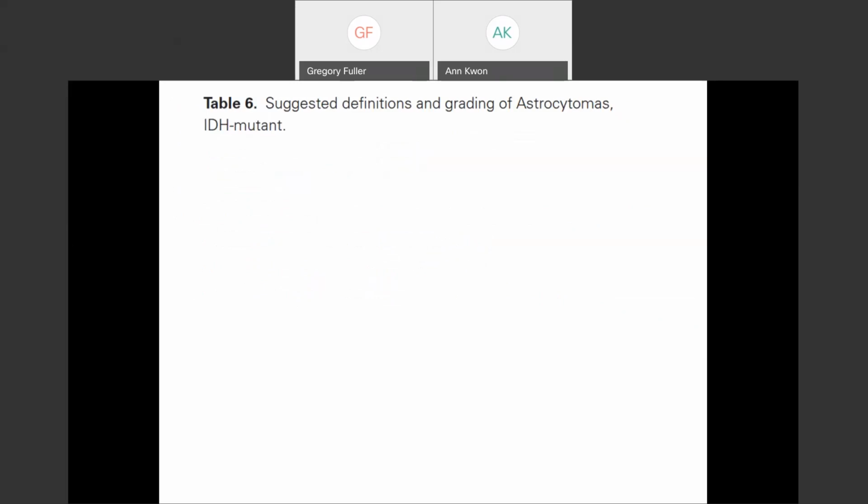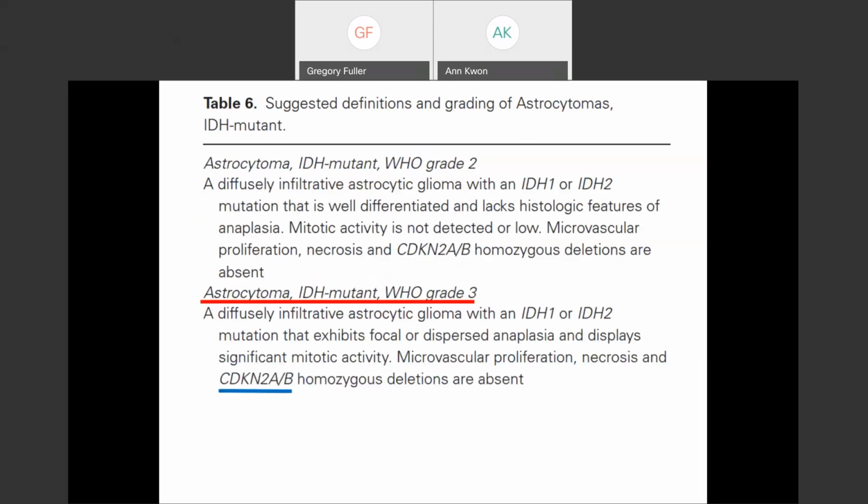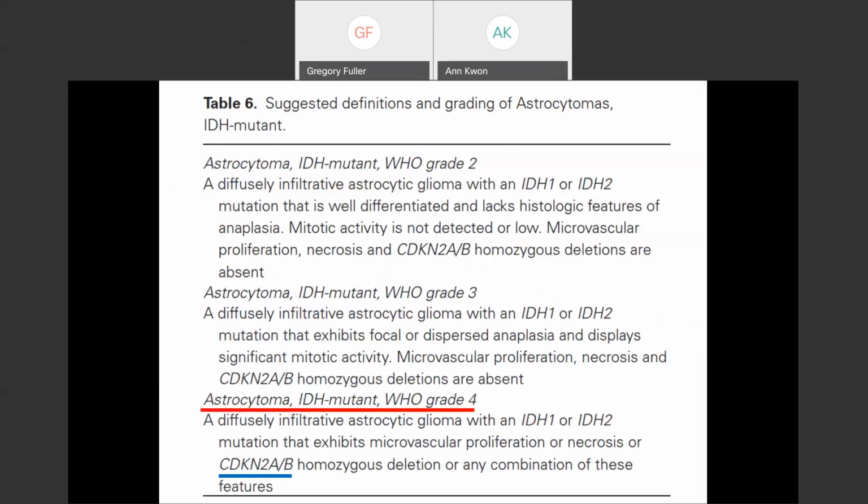Everyone understands the context. All right, definitions for IDH mutant diffuse astro, we've covered this before. It was in one of the cIMPACT updates. Astro IDH mutant, WHO grade 2. Notice, we're not calling it diffuse astrocytoma IDH mutant. It's astrocytoma IDH mutant. And the reason is, if you go all the way up to look at the grade 4, does it say glioblastoma IDH mutant? No. It says astrocytoma IDH mutant, WHO grade 4. All right.